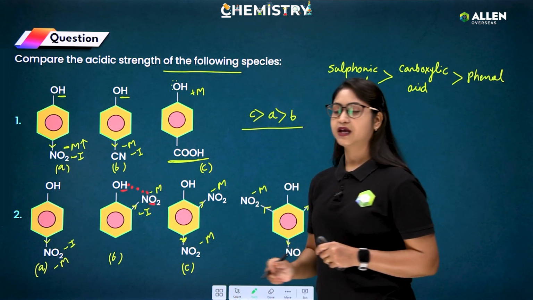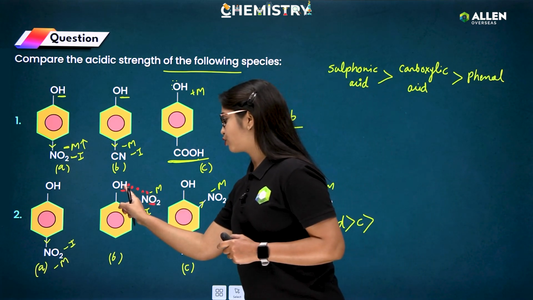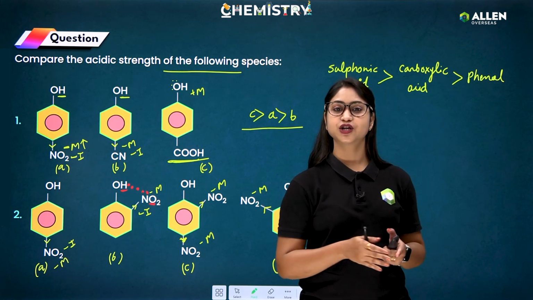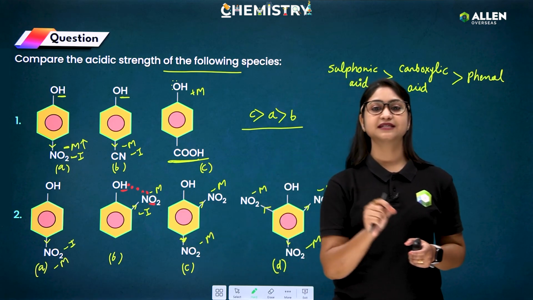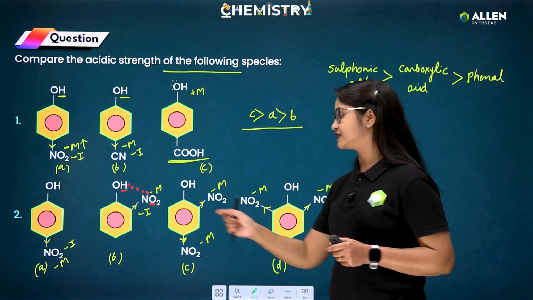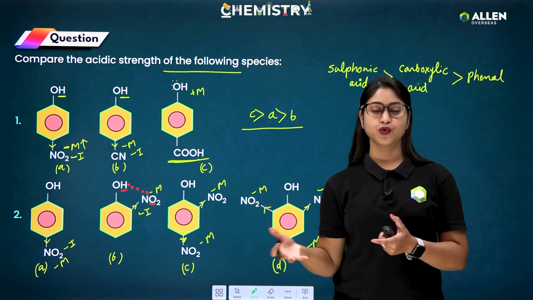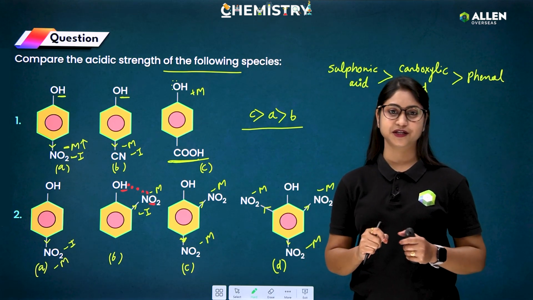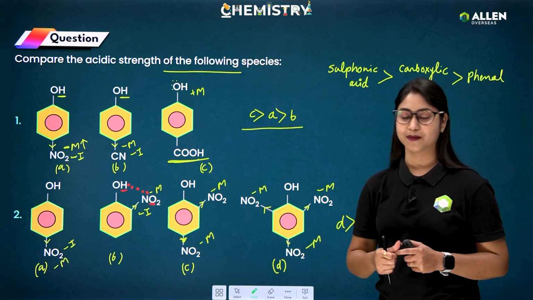hydrogen, okay. So due to this intramolecular hydrogen bonding, the hydrogen of the OH is involved in the intramolecular hydrogen bonding, and this will make this molecule less acidic, because now this hydrogen is not comparatively free to be donated, right? So that's why B will have the least acidic strength compared to all the other compounds, okay.